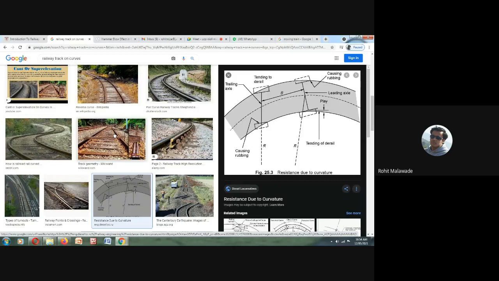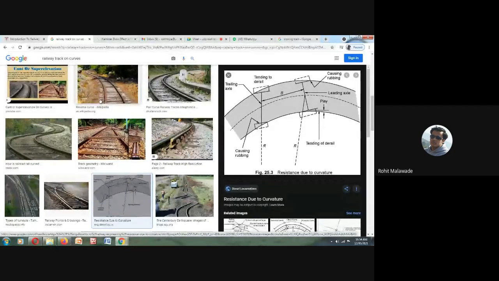Now we will see the additional stresses that are going to develop on the curve. When the curve is there, additional stress is going to be created on the rail. What kind of additional stress will we see? In addition to the normal stresses, which are not seen on a straight track but occur on the curved track.